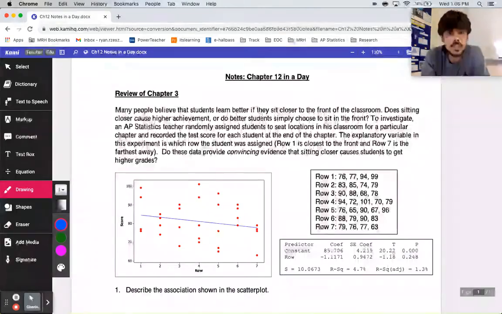So the context of our problem today, we are looking at whether the row that you sit in a classroom has any sort of impact on your test scores or your students' achievements. So what you'll see right here, row 1 on the x-axis here, row is my potential explanatory or x variable. Row 1 are the kids who sit really close. Row 2 sits behind them, 3, 4, 5, all the way to row 7, which is in the back of the classroom. We've got our scatter plot.